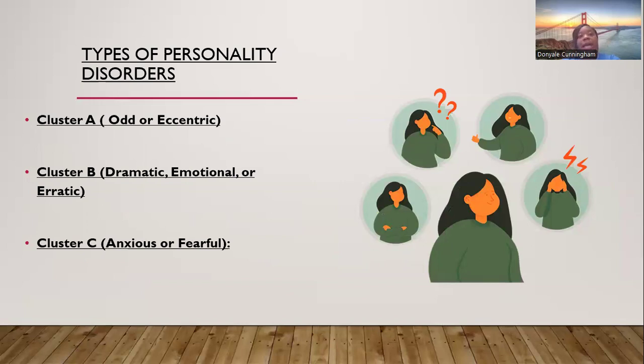And so there's cluster A, which is the odd or eccentric, which personality disorders involve unusual or odd thoughts and behaviors. Cluster B is the dramatic, emotional, or erratic. And so this involves dramatic and emotional thoughts and behaviors that can keep changing. And then cluster C is the anxious and fearful. And so this involves anxious and fearful thoughts and behaviors. And so if you would like a more detailed training on personality disorders, please request that. We do have a separate training on personality disorders.